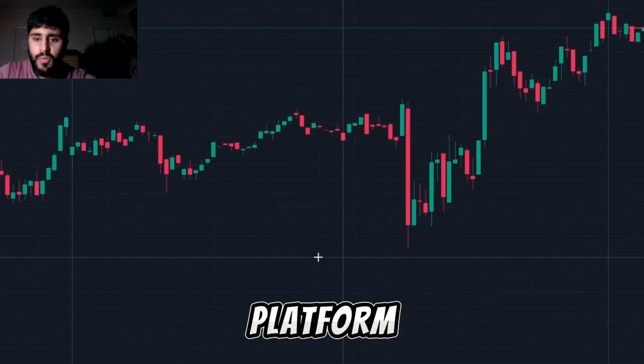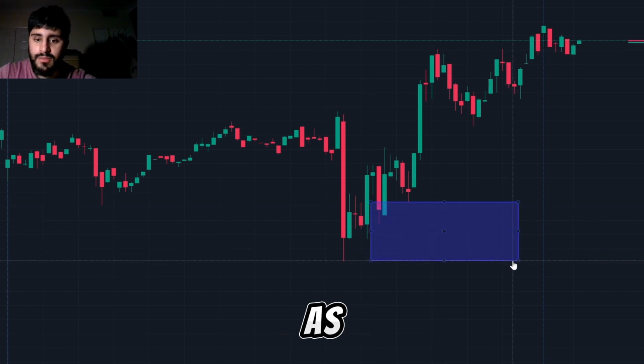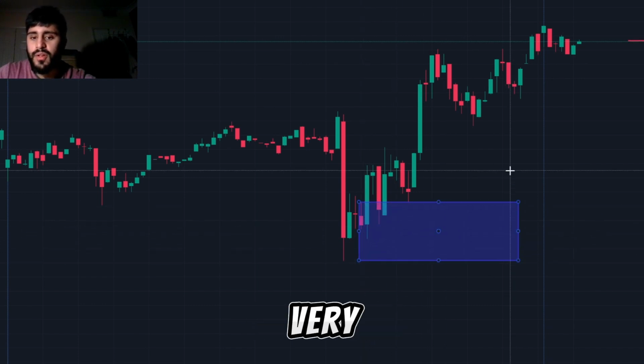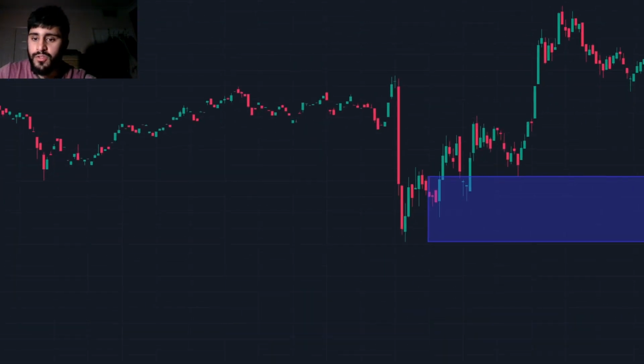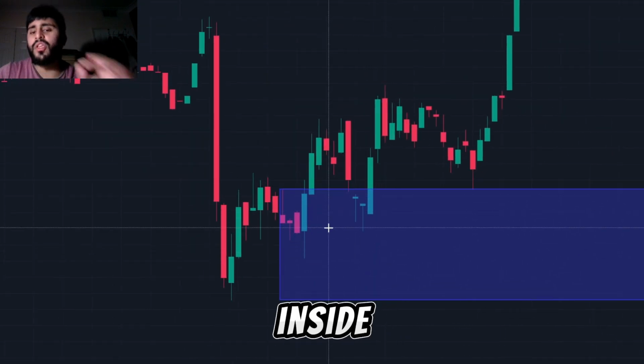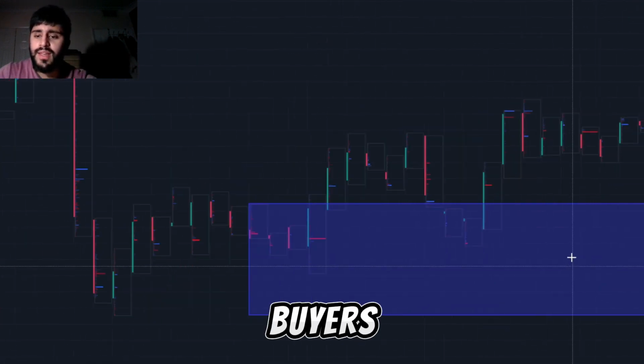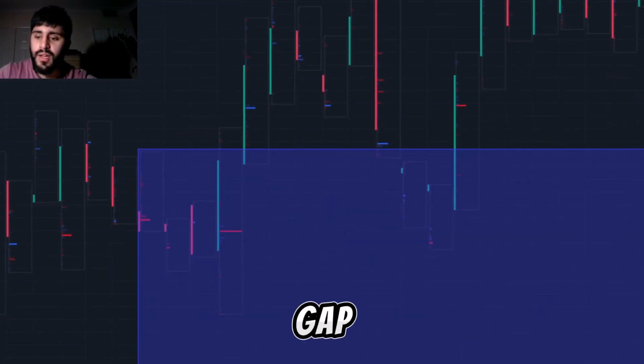So on the ATAS platform, we had the exact same candles over here. This is our fair value gap on the ATAS platform. The ATAS platform is very good for reading order flow, as well as mixed in with ICT concepts. So what we see over here is the 5 minute time frame. So price has come inside of this fair value gap. So what you're looking for is the interaction between buyers and sellers inside of this fair value gap.